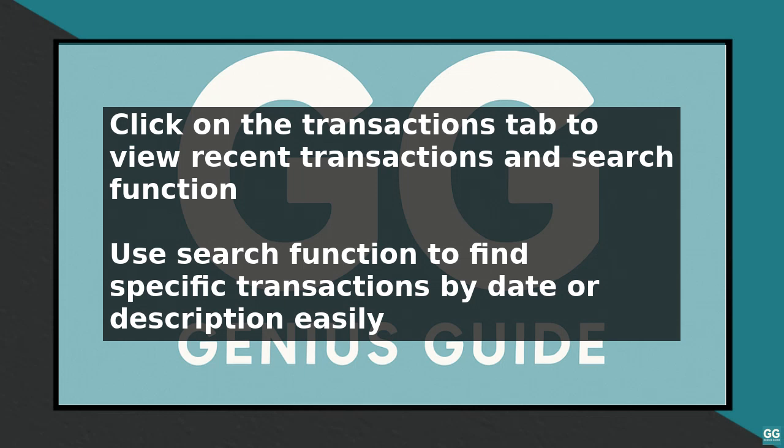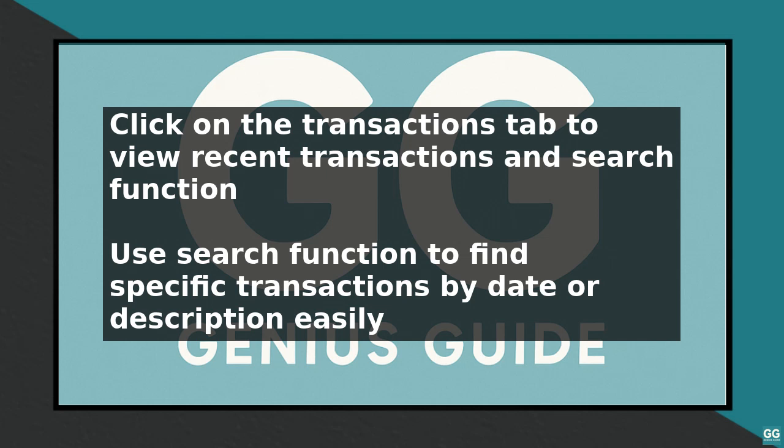To pay bills online, click on the Pay Bills tab and then click on the Add Payee button. Enter the payee information, including the payee name and account number, and the amount you want to pay. You can also set up recurring payments to automatically pay your bills each month.